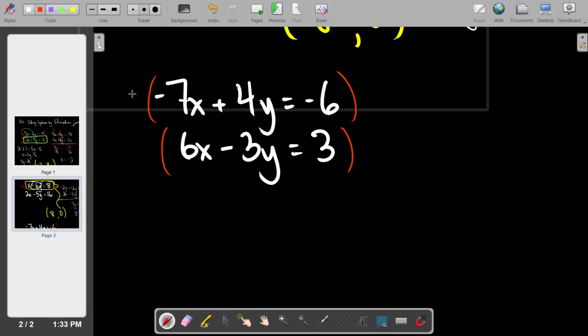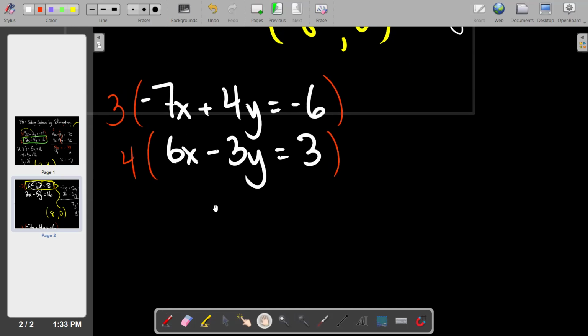What am I going to multiply top by? Bottom? And we're off. New top equation. What does it say? No. Plus 12y equals bottom.